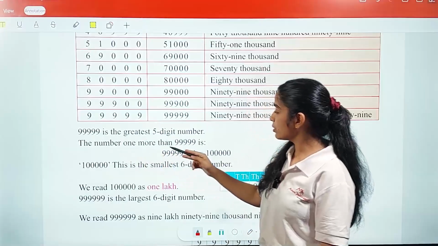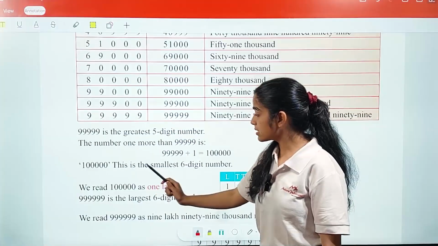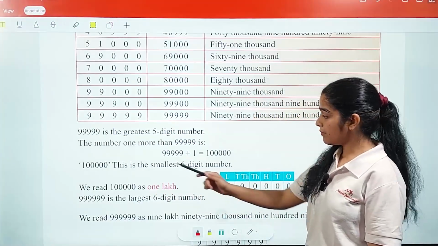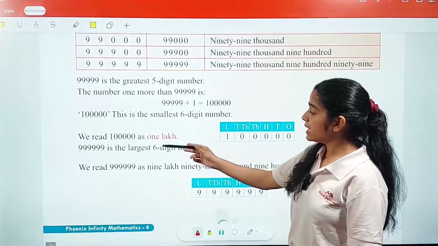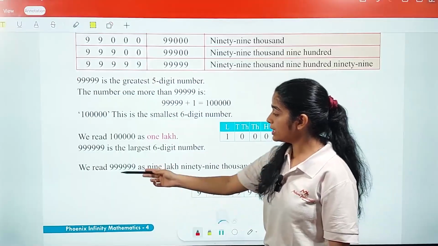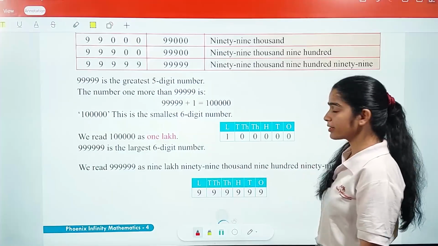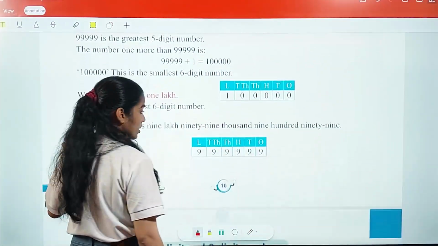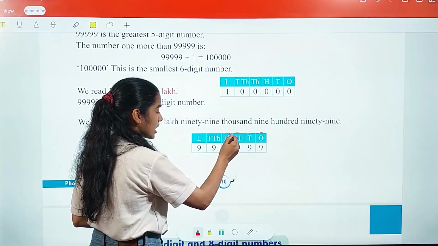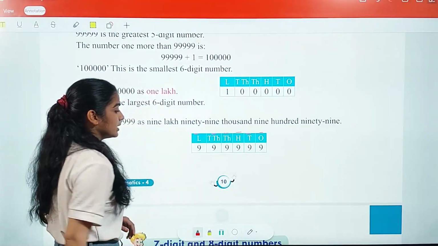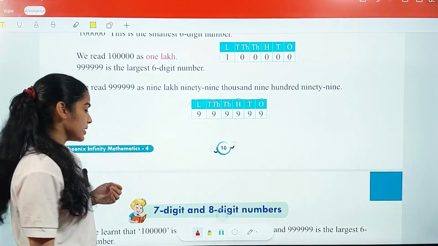The number 1 more than 99,999 is 1 lakh. 1 lakh is the smallest 6-digit number we have, and we read it as 1 lakh. 999,999 is the largest 6-digit number, and we read it as 9,99,999. So now our place values are ones, tens, hundreds, thousands, ten thousands and lakh. I hope students you understood how we proceed further in our place value.